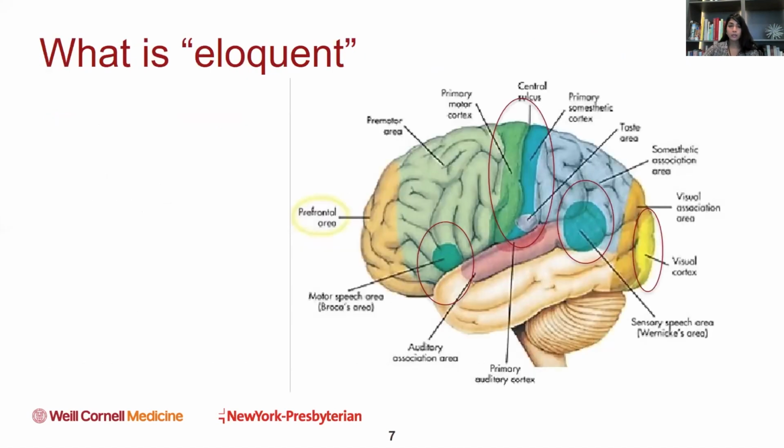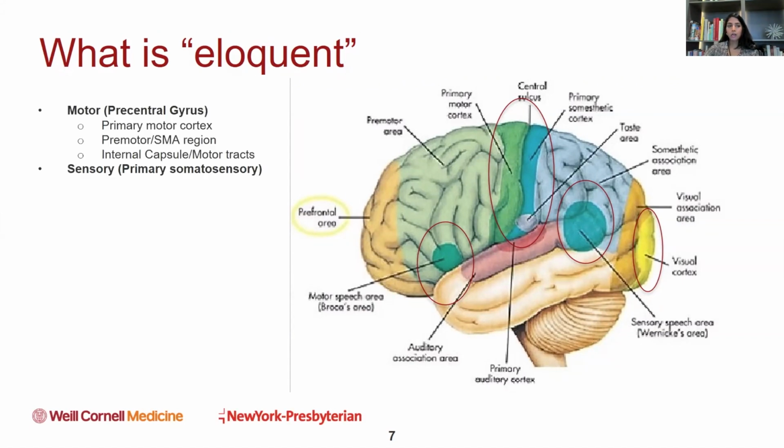So what is eloquent? Well, you could argue that all parts of the brain are important, which is true, but the truth is that there's a great deal of redundancy, and I'm sure Dr. Lewis is going to talk much more about this, but there are certain areas of the brain whose function really can't be reproduced and that are very sensitive to damage. So the main areas that we talk about are the motor cortex. The primary motor cortex is located in the precentral gyrus.